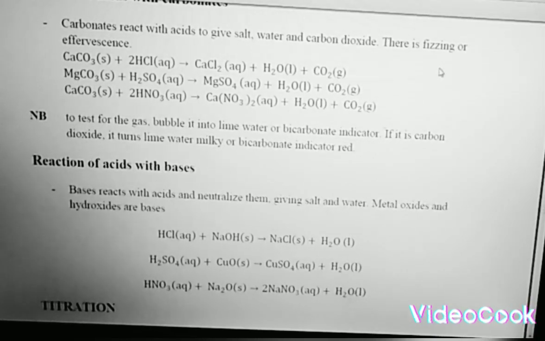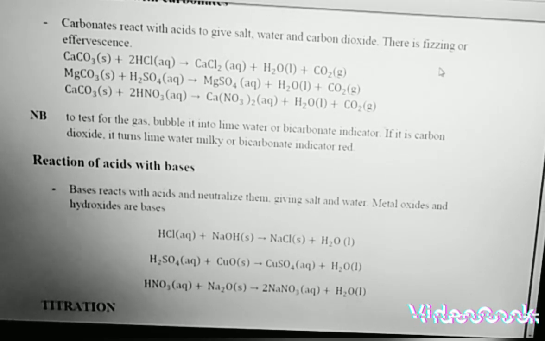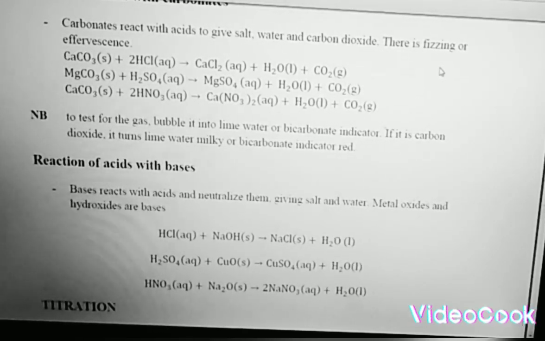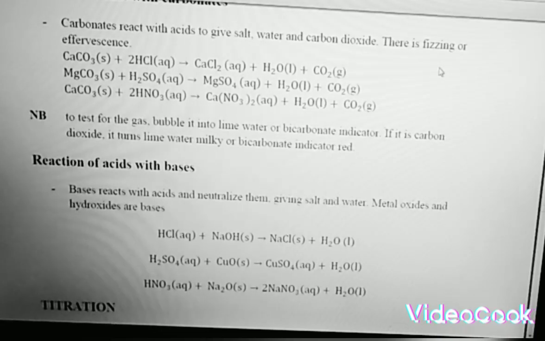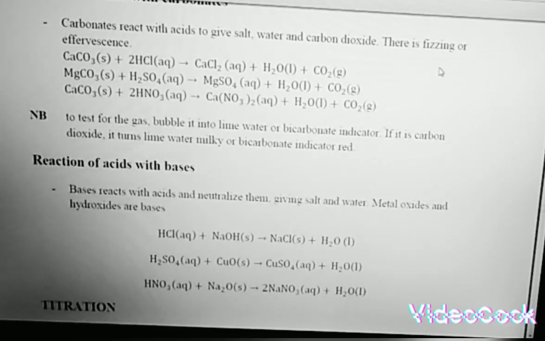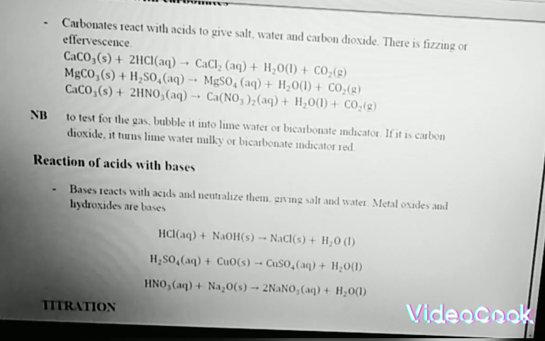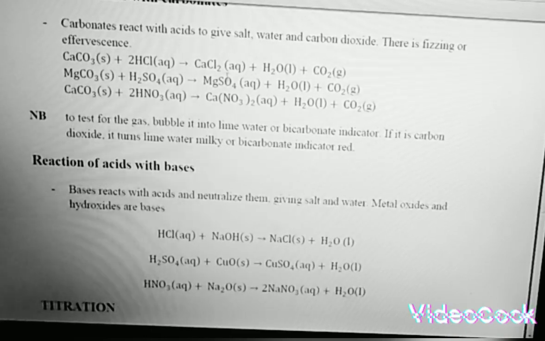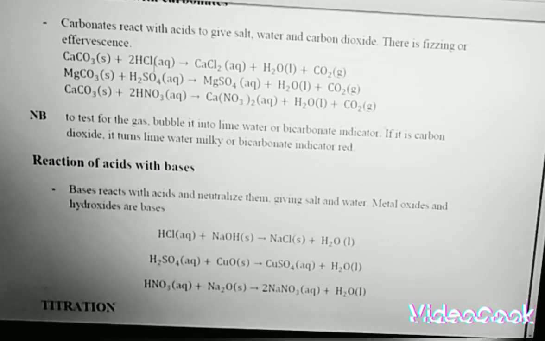When I'm talking of effervescence or fizzing, it's the same as when you shake Coke and try to open it immediately. That sound, that's what we call fizzing. So meaning to say, when you react an acid and a carbonate, you are going to experience that fizzing taking place, right? So take note, your products are salt, water and carbon dioxide. We have calcium carbonate reacting with hydrochloric acid, and we are getting calcium chloride, that's our salt, plus water plus carbon dioxide. Water and carbon dioxide are common throughout.